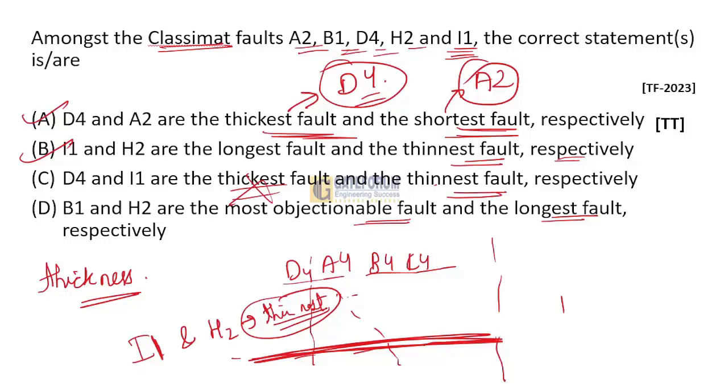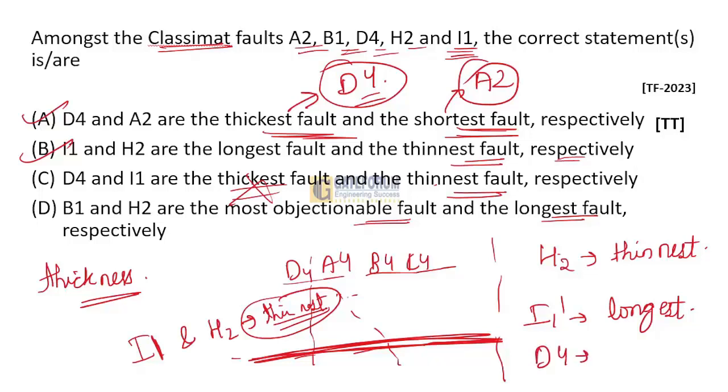the thinnest fault is H2. So if I summarize this, you can say that H2 is the thinnest fault, I1 is the longest fault, D4 is the thickest fault, and A2 is the shortest fault.